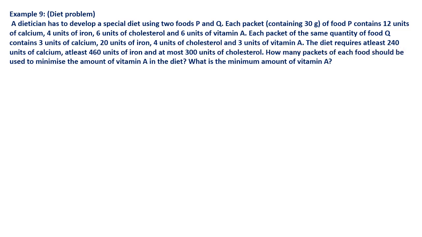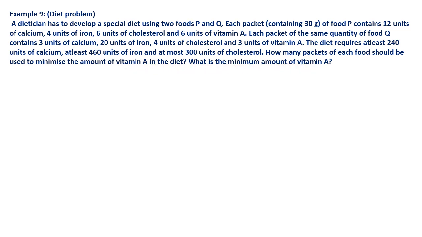The diet requires at least 240 units of calcium, at least 460 units of iron and at most 300 units of cholesterol. How many packets of each food should be used to minimize the amount of vitamin A in the diet? What is the minimum amount of vitamin A?